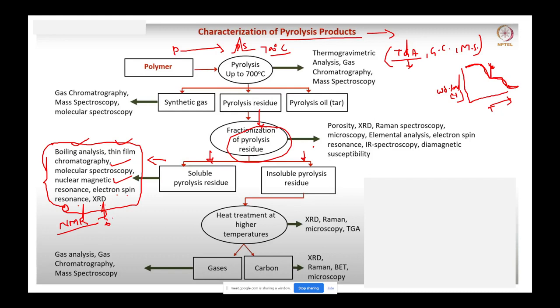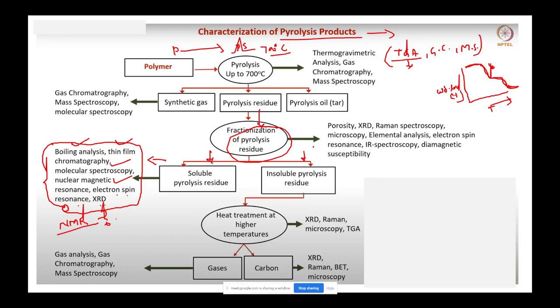NMR is nuclear magnetic resonance. Basically, the nucleus of certain elements, like carbon-13 or hydrogen, when exposed to a high magnetic field, aligns and de-aligns. Depending on the applied field, the alignment and the time of relaxation vary, so we can find out how much of that material is present.